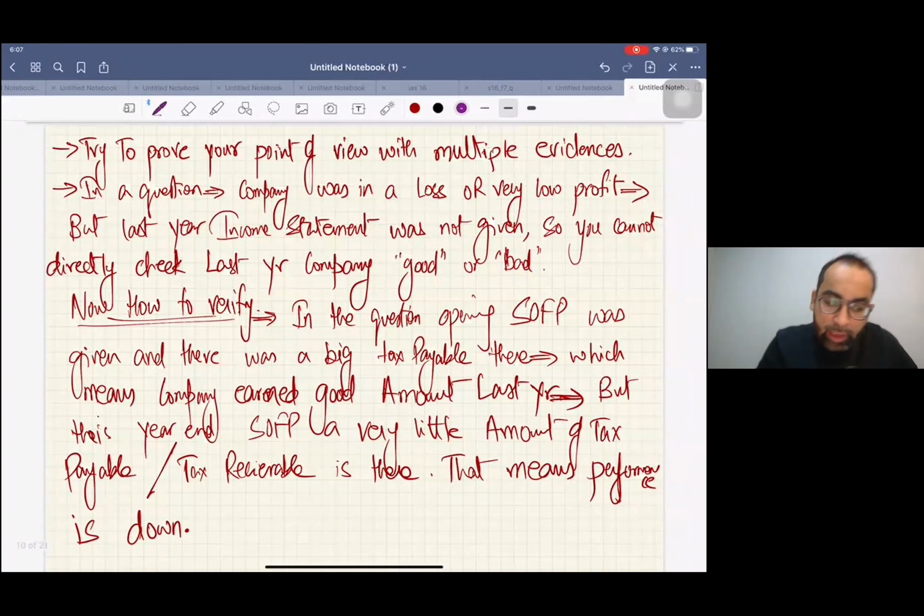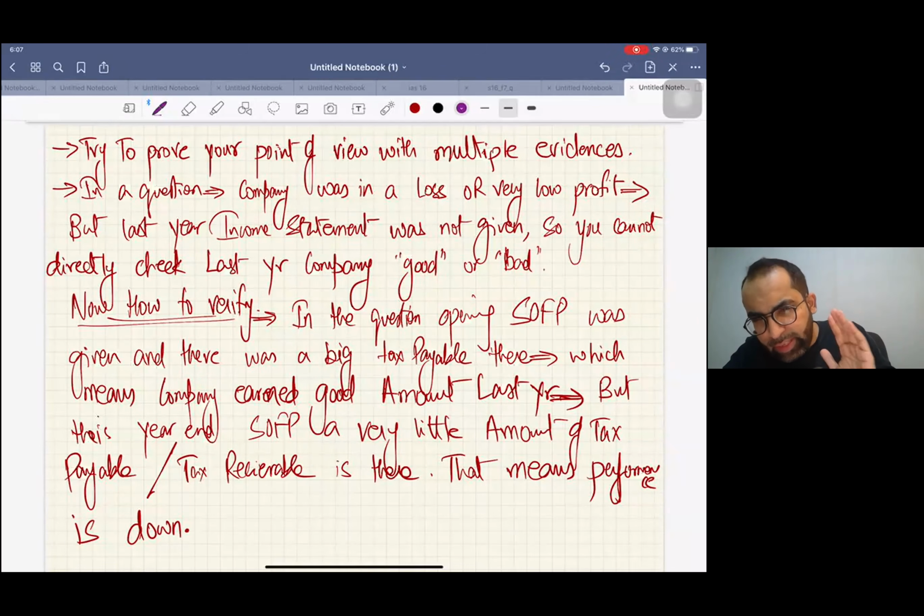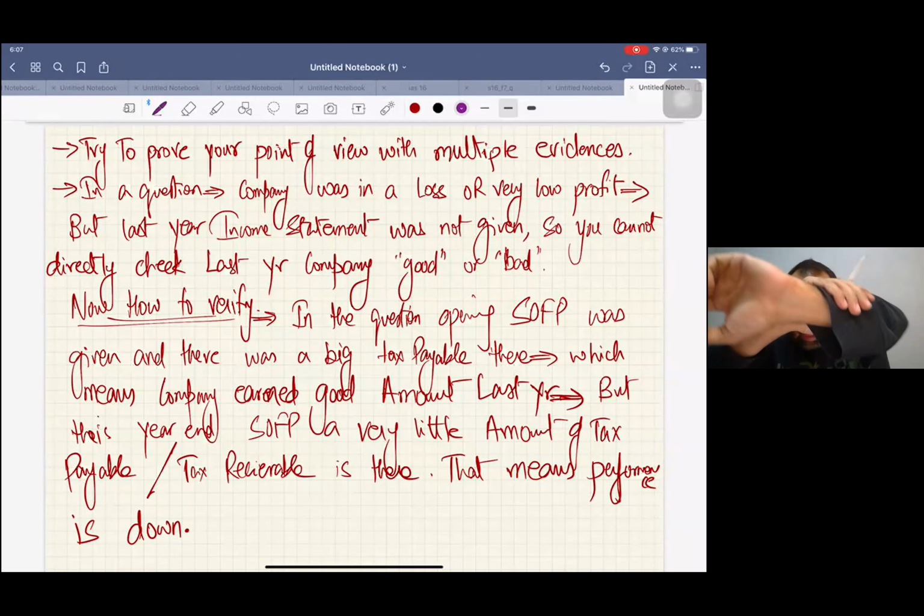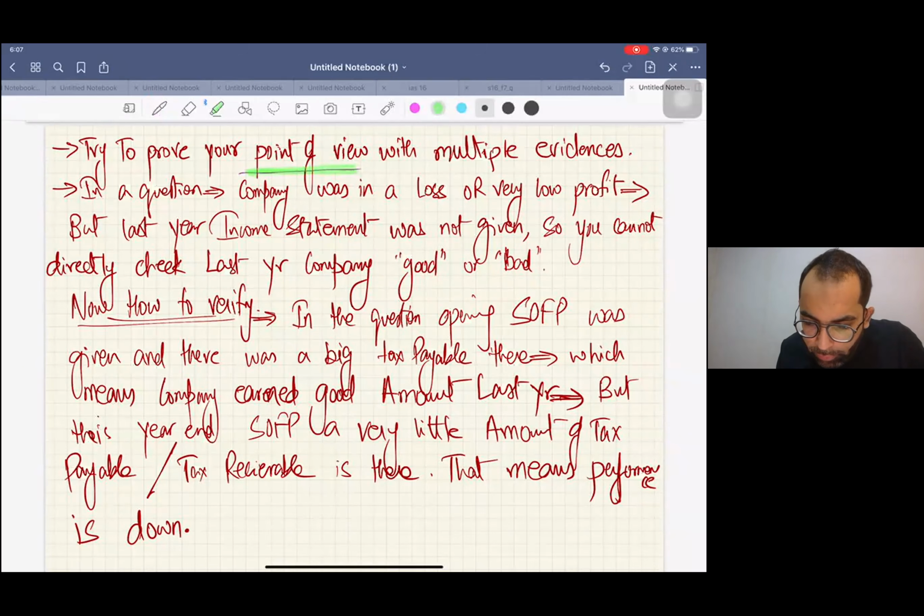Now try to prove. I sometimes tell students in my class that when you're doing a ratio analysis question, even the examiner follows this approach. You think like a court case. Have you seen how lawyers prove their point through multiple evidences? In this way you have to gather your evidences like a lawyer. Try to prove your point of view with multiple evidences.